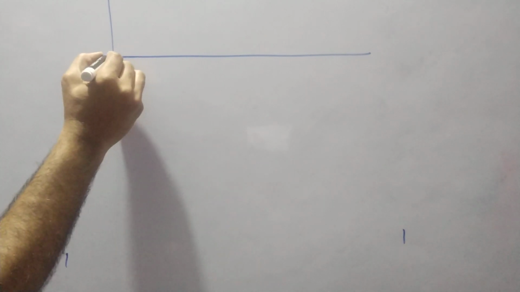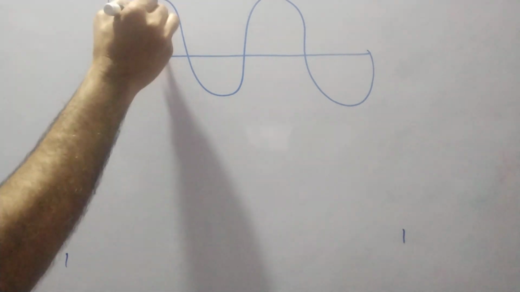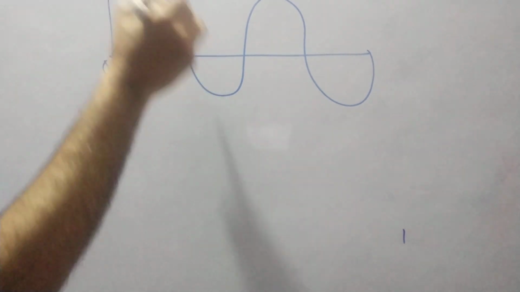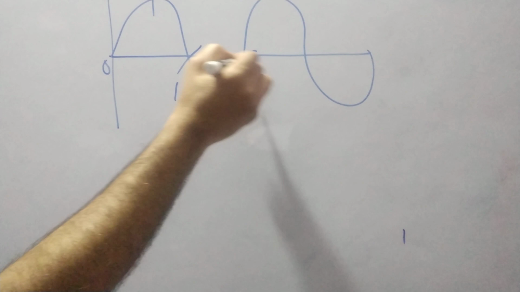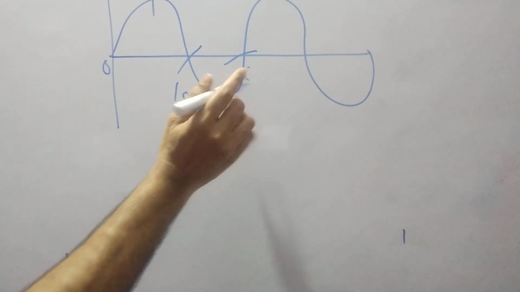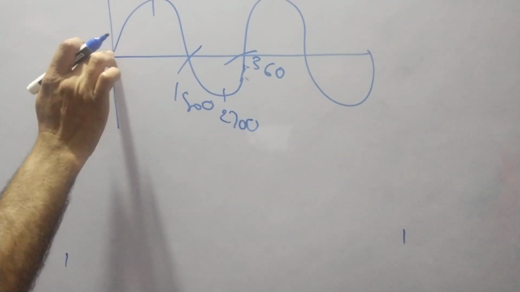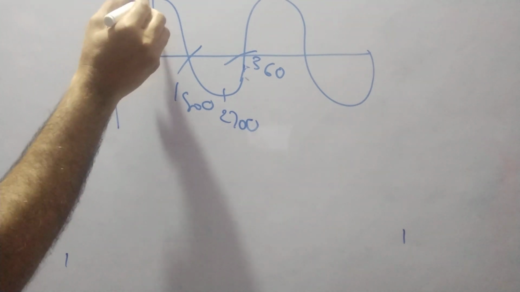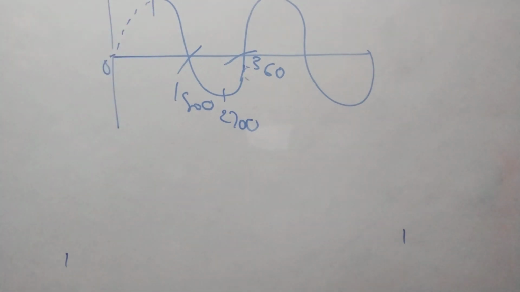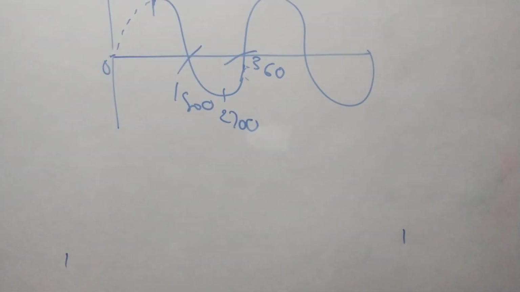For a single curve, it means like this. Suppose this is the curve: 0, 90, 180, 270, 360. Sorry, this is 270 and 360. So if the curve is not like this, you have to show it with dotted lines. This curve is out of phase by 90 degrees. Okay, right.